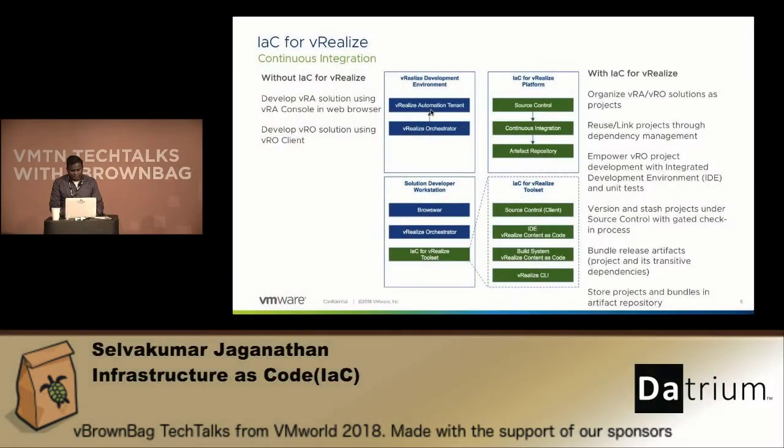Here's the IaC toolkit. You see the blue diagram. This is what we currently have on the customer side: a vRealize Automation tenant, which is glued with vRealize Orchestrator. Then we come to the developer workstation. They have a browser which communicates with vRA and vRO, and the vRO client. And the IaC toolchain comes into the picture, which is in green.